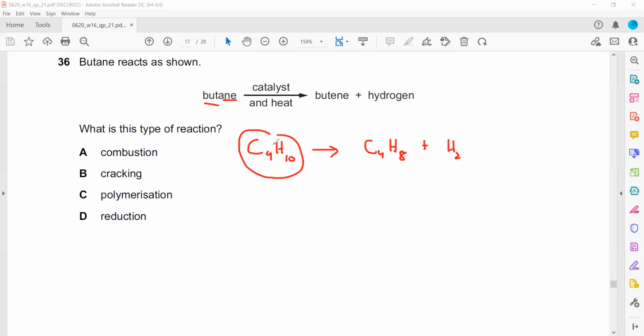So when we break down a hydrocarbon into smaller fractions, we call this process cracking. Cracking means breaking up the molecule. So B is the right answer. Combustion means burning. If we burn, then it should produce carbon dioxide and water. Polymerization means small molecules form a long chain compound. And reduction is either removal of oxygen or addition of hydrogen.